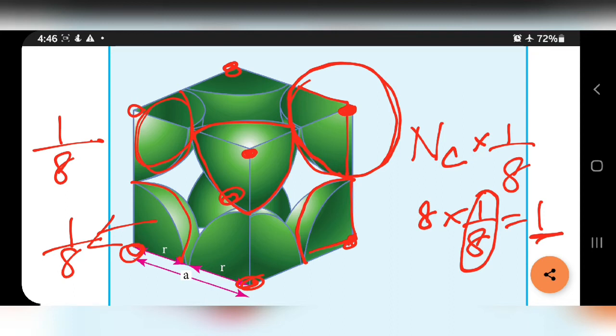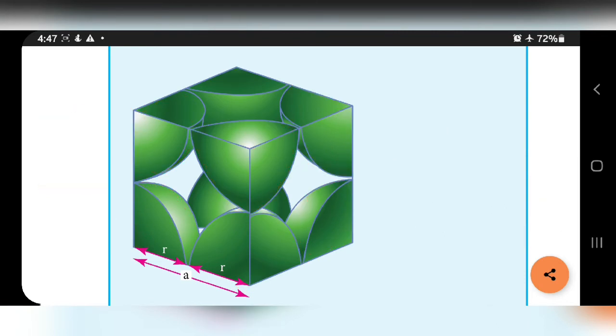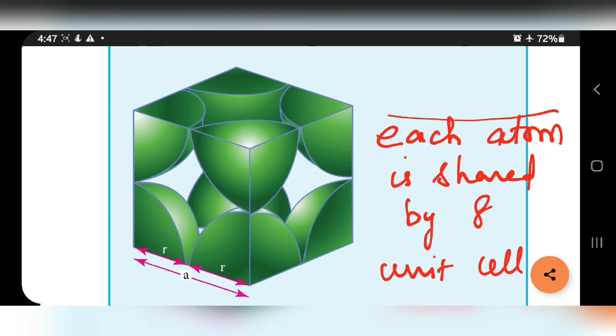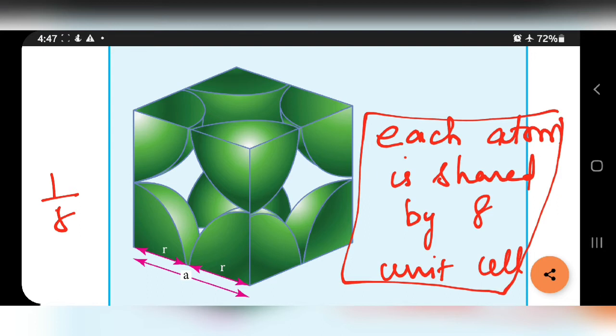Sir, how can we know that the size of the part of the atom is 1 by 8? Because each atom is shared by 8 unit cells. Each atom is shared by 8 unit cells. If you understand this line, we can understand that the size of the atom part is 1 by 8.